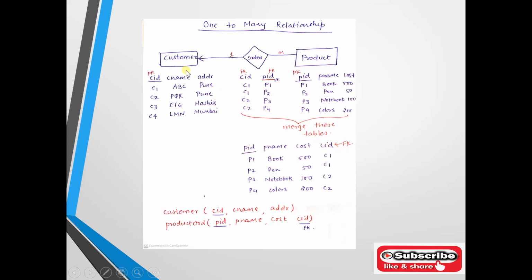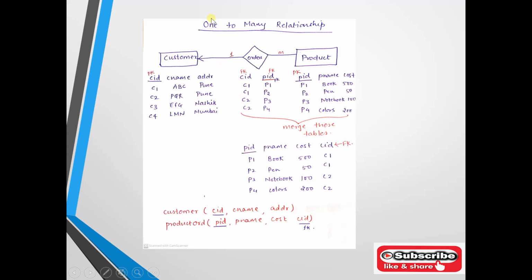CID will be referred from this customer. And here you can see the same records that are there in this table as well as in this table. P1 book 500 C1. So here you can see C1, a single customer is ordering two products, P1 as well as P2. Likewise, C2 customer, the single customer is ordering P3 product, P4 product. So here also we are maintaining one to many relationship.